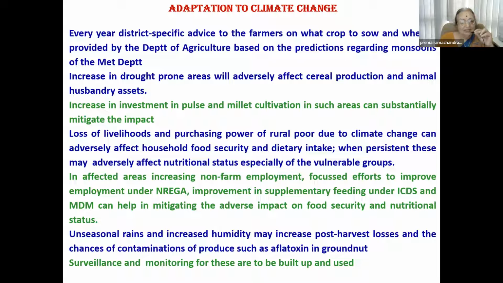Increase in drought prone areas will always adversely affect cereal production and animal husbandry. What to do under those conditions? We can't prevent drought. Please invest more in pulses and more in millet. They both yield coarse grains which are inexpensive and which will fight off hunger among the poor, and pulses which are essential and don't require too much water.